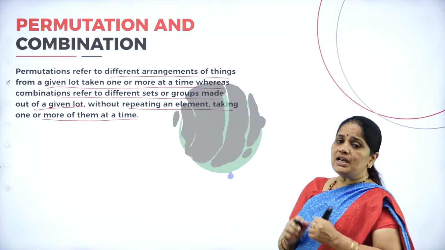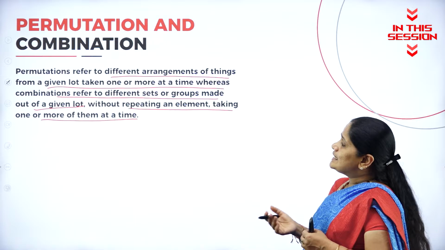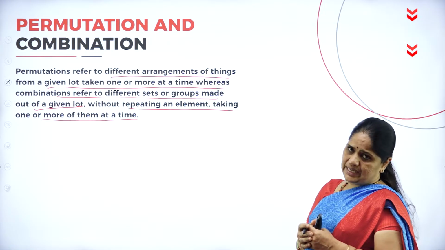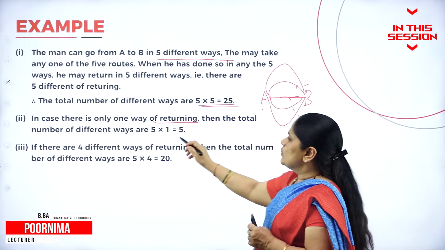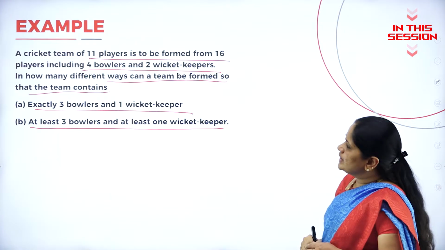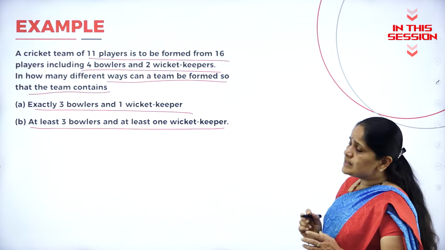In permutation, a lot of importance is given to the arrangement of things, whereas in combination, it is nothing but the selection of things. In case there is only one way of returning, then the total number of ways will be 5 into 1. We have here a cricket team of 11 players to be formed from 16 players.